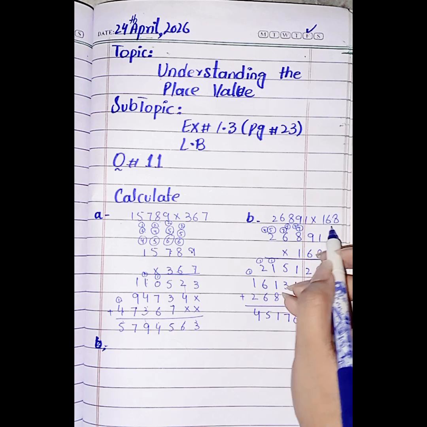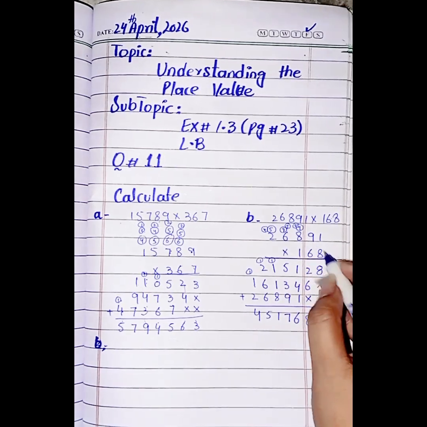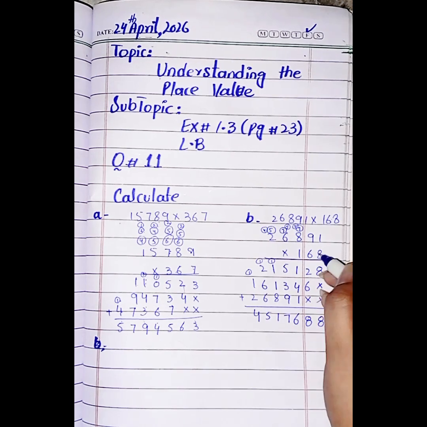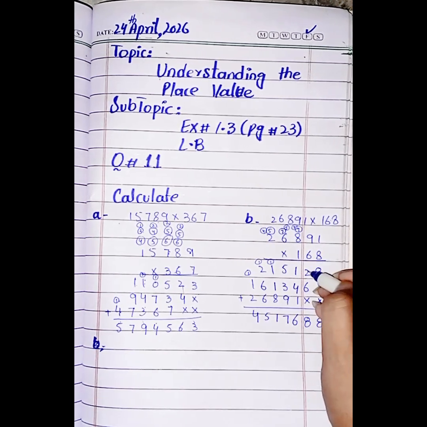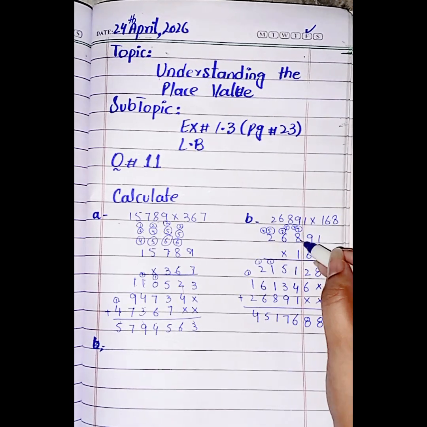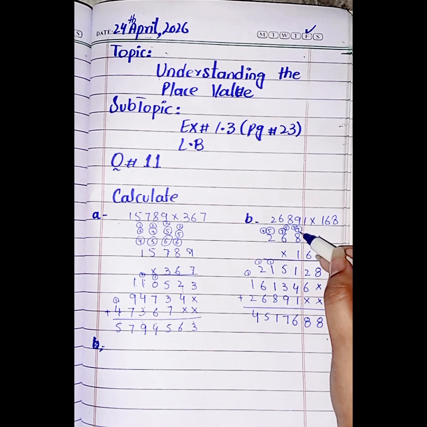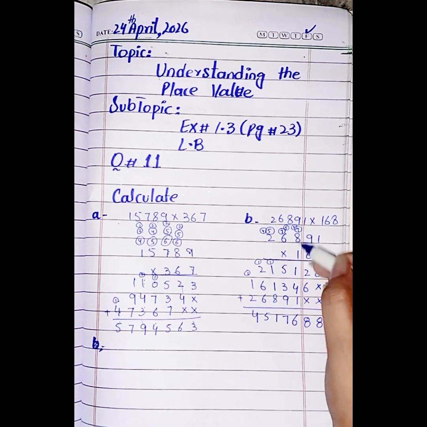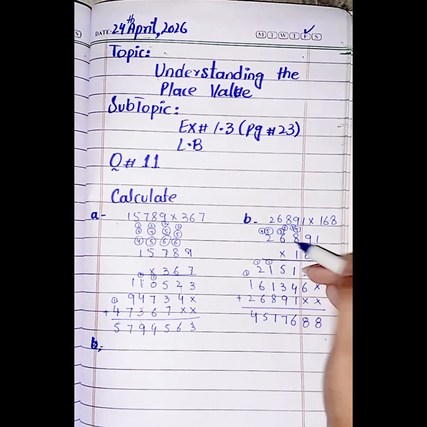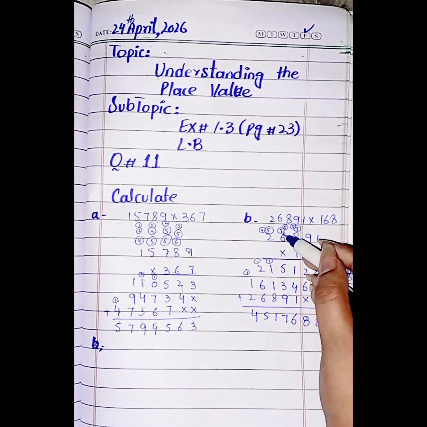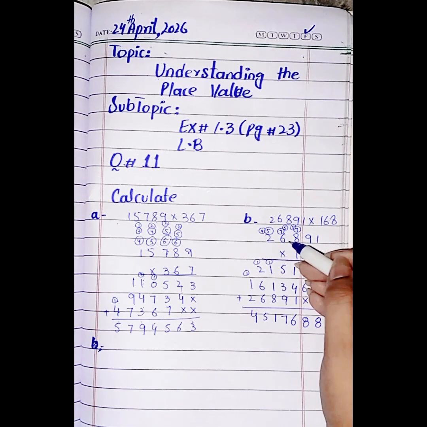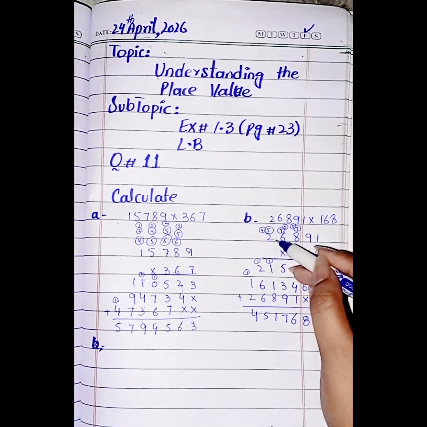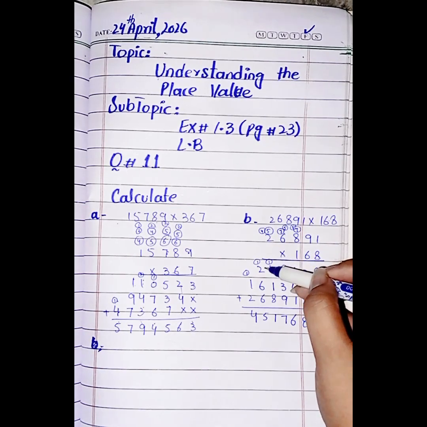26,891 multiplied by 168. After writing these numbers, let's start our multiplication. 8 ones are 8, 8 nines are 72, write 2 here and 7 will be the carry. 8 eights are 64, adding 7 to 64 we get 71, write 1 here and 7 will be the carry. 8 sixes are 48, adding 7 to 48 we get 55, write 5 here and 5 will be the carry. 8 twos are 16 and 5 is 21, write 21 here.